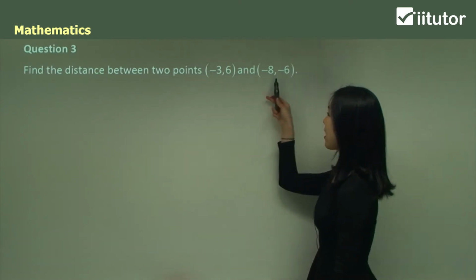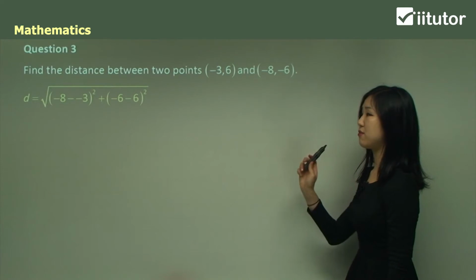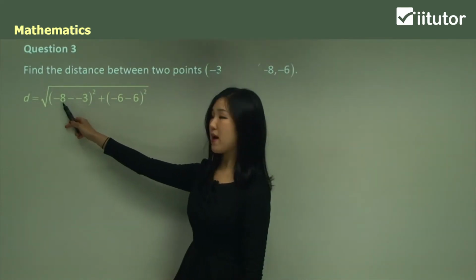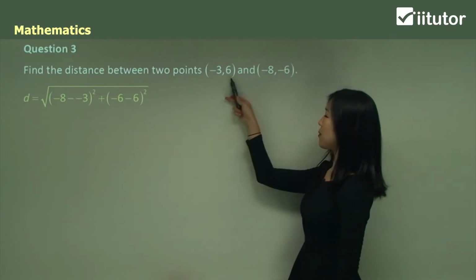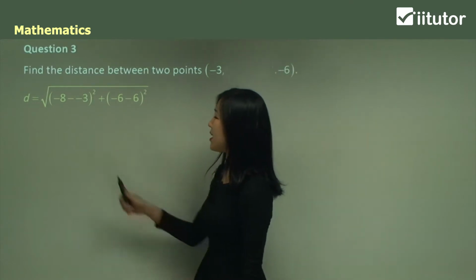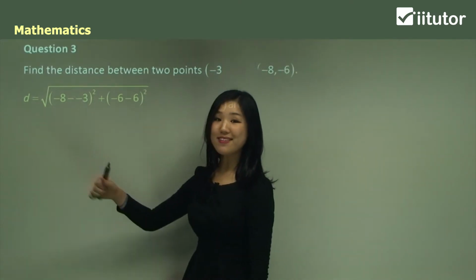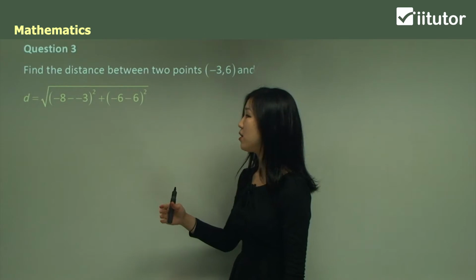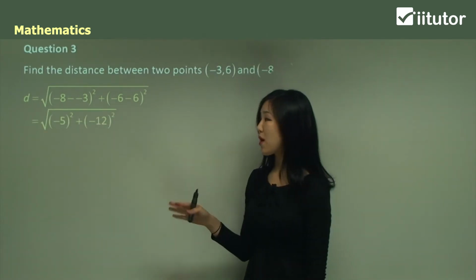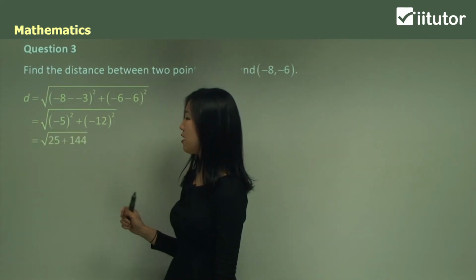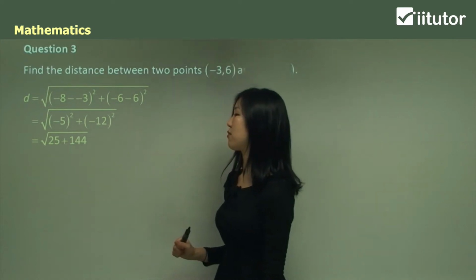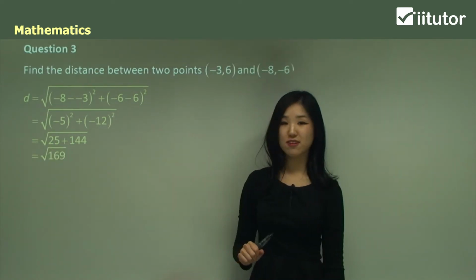x1, y1, x2, y2, sub it into the formula. So negative 8 minus minus 3, so again minus minus, and then negative 6 minus 6, okay, squared for both of them, and add them up. Negative 8 minus minus 3 is negative 8 plus 3, which is negative 5, and negative 6 minus 6 is negative 12. Square them both, guys, they must be both positive. So negative 5 squared is positive 25, and that one's positive 144. Add them together, you get 169.